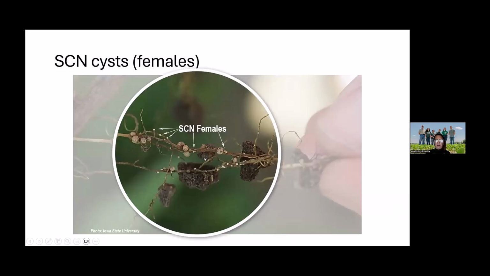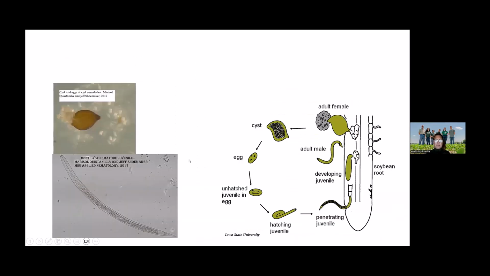root. Here's another picture. You can see the nitrogen nodules and the soybean cyst nematode females that almost look like grains of sand stuck on the roots. And they're about the size of a grain of sand. They're about that size.